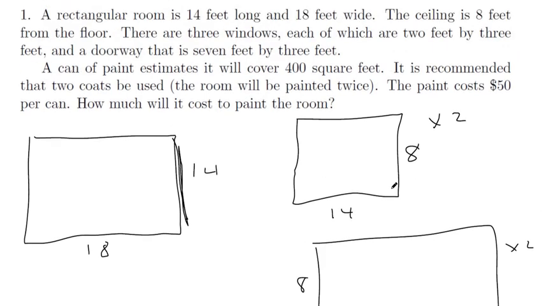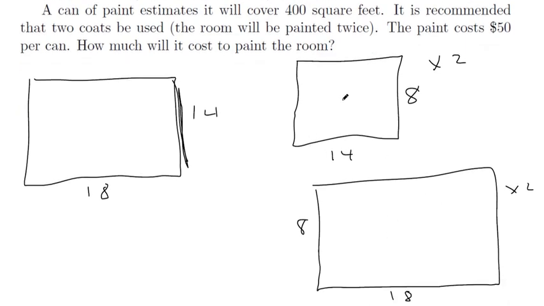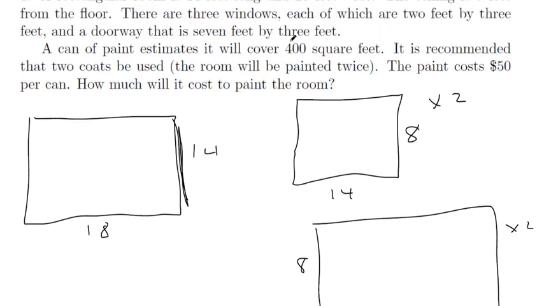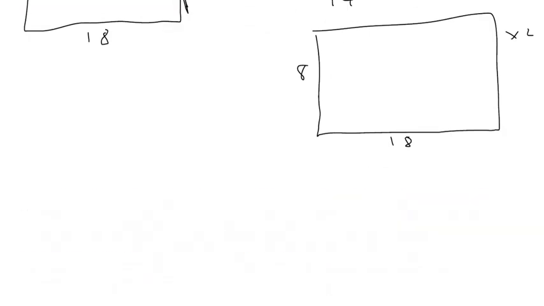And then they said there's 3 windows. We don't necessarily need to know whether the windows are here or here, because in theory they're taking out the same amount of square footage. So what we're going to do is calculate the total square footage for these walls, and then we'll subtract out the windows from them. And that will be the total square footage that we need to paint.